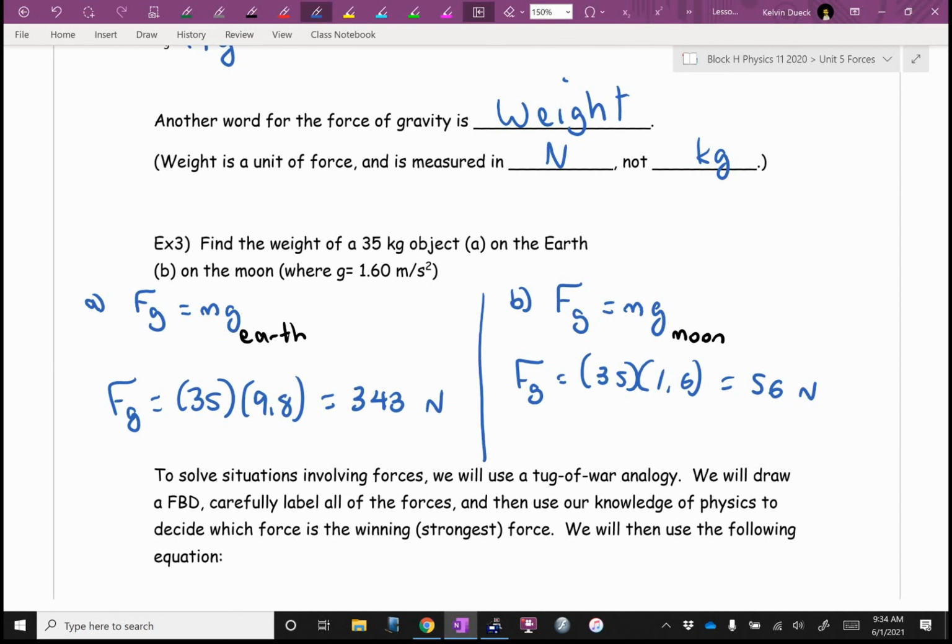Your mass, an object's mass, stays the same anywhere in the universe, even near a black hole. What changes based on planet to planet or star to star or near a black hole is not your mass, but your weight. Okay? Very different concept.